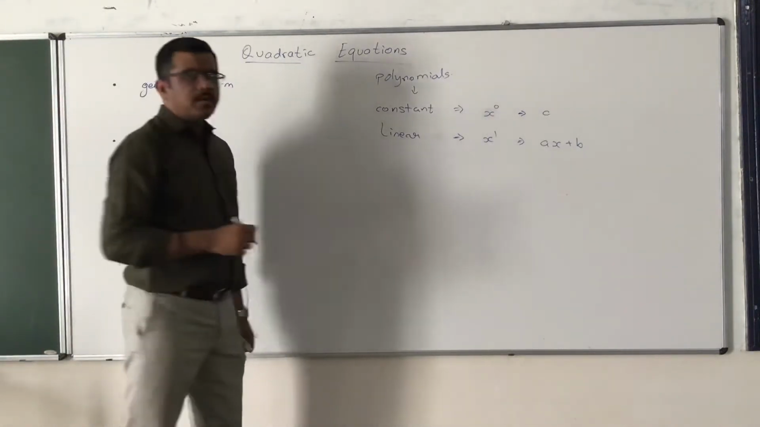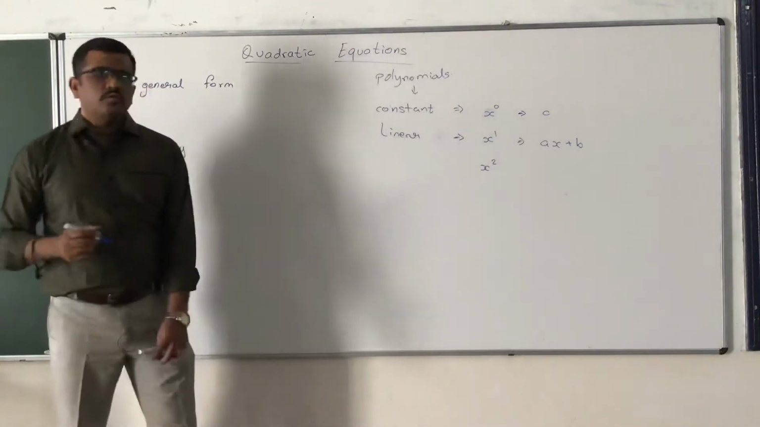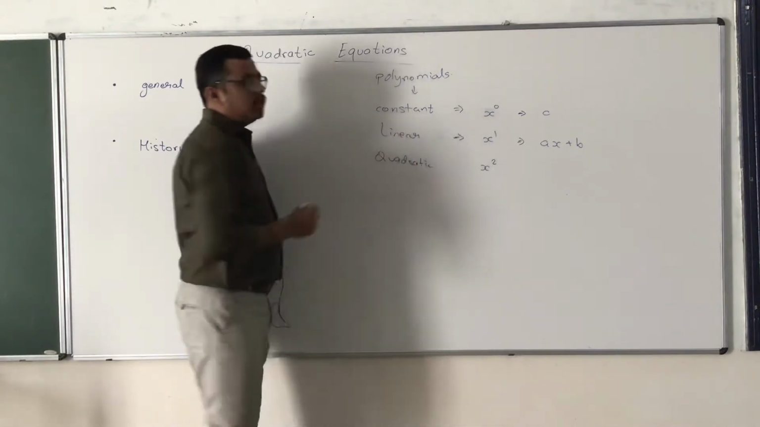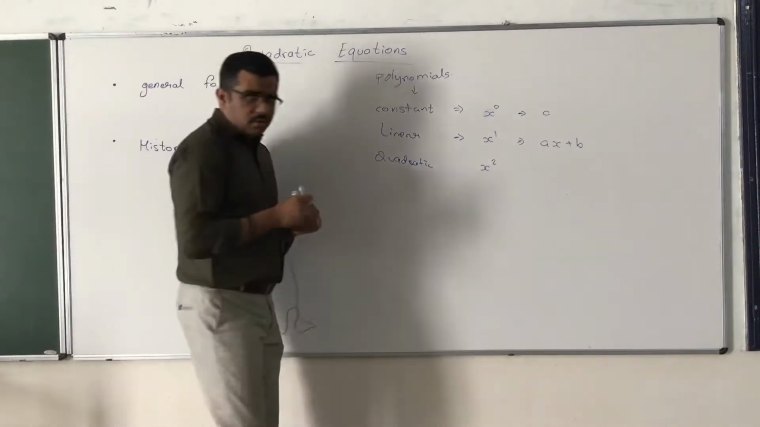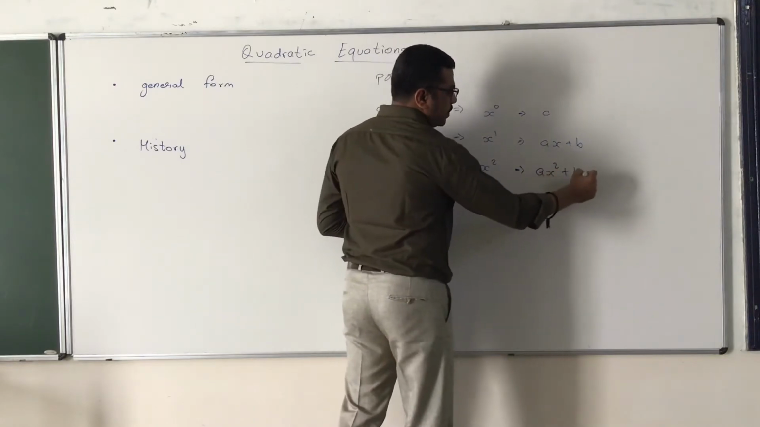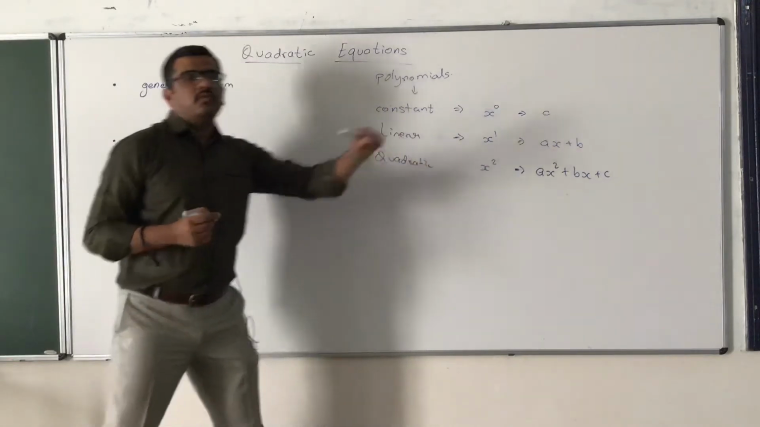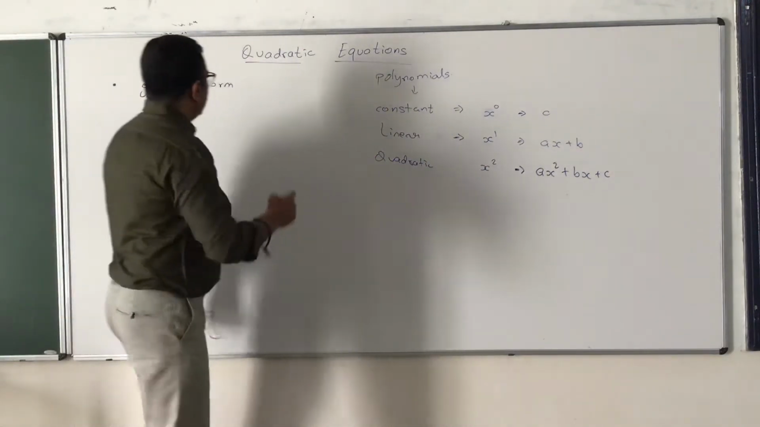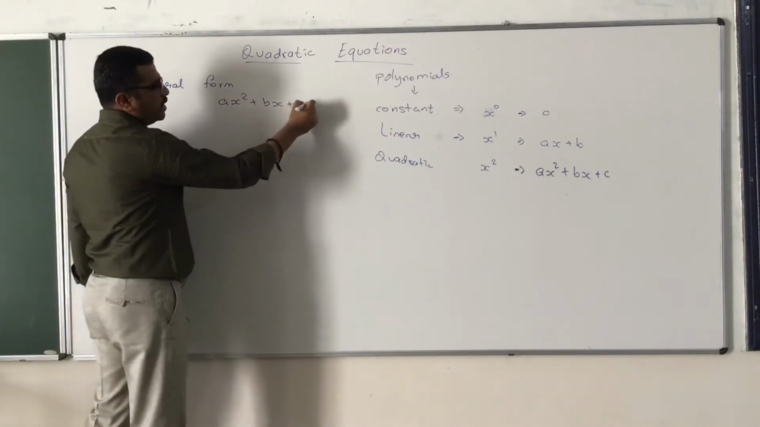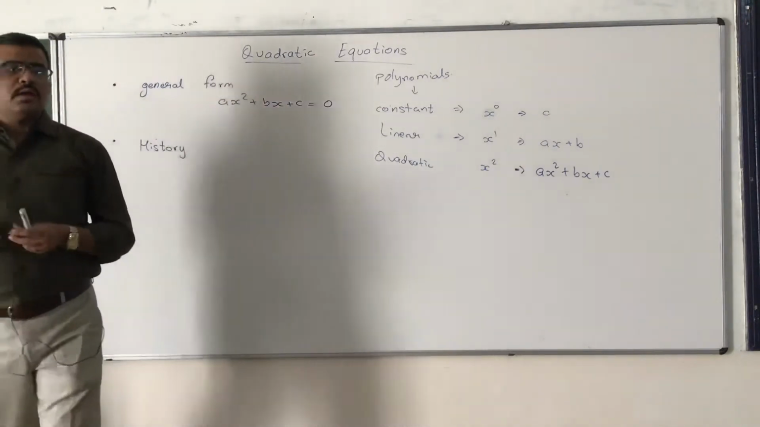Now as we increase the power of the variable, the next power, x raised to 2, forms a quadratic polynomial. The general form of a quadratic polynomial is ax squared plus bx plus c. Now when you equate this quadratic polynomial to 0, it becomes a quadratic equation. ax squared plus bx plus c equal to 0 is a quadratic equation.